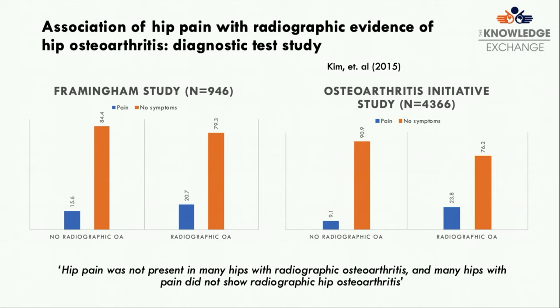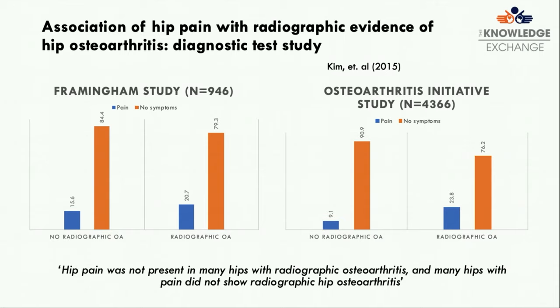So let's have a look at some of the research surrounding the presentation of hip osteoarthritis and diagnostic tools such as imaging. In 2015, a paper by Kim et al. reviewed 2 studies looking at radiographic evidence of hip osteoarthritis. Firstly, the Framingham study looked at 946 hips and showed that 15.6% of patients with frequent hip pain showed no radiographic evidence of hip osteoarthritis, and 20.7% of hips with radiographic hip osteoarthritis were frequently painful.